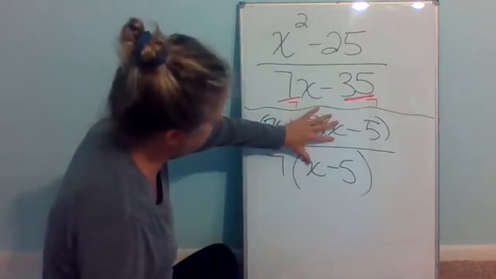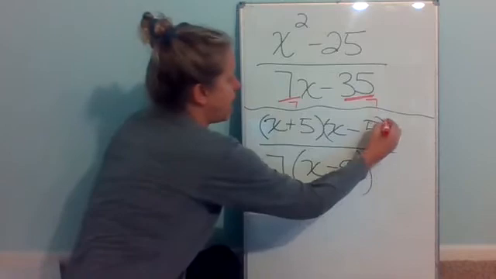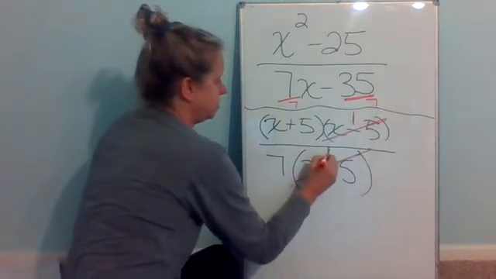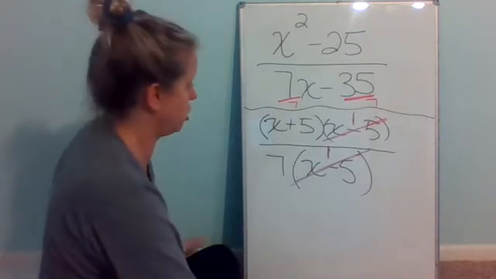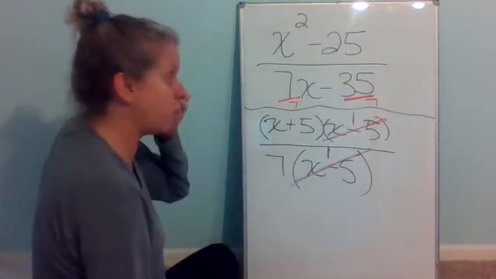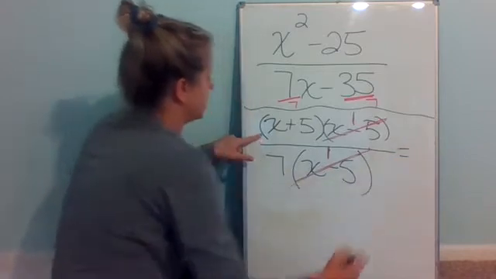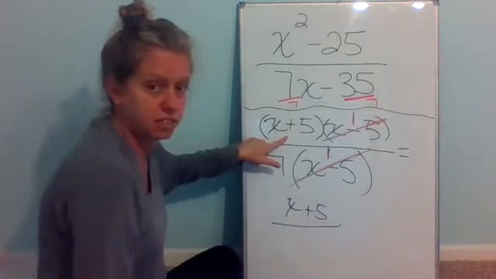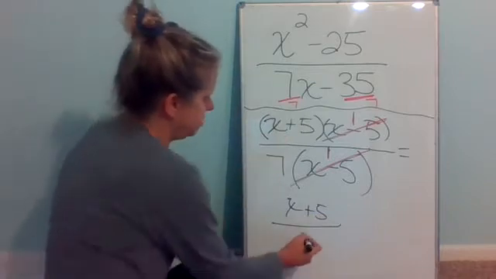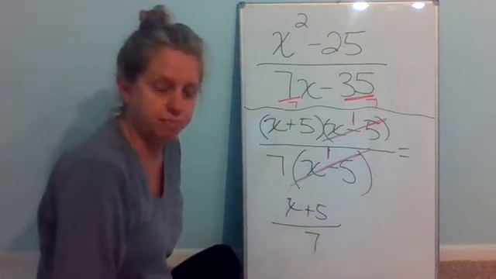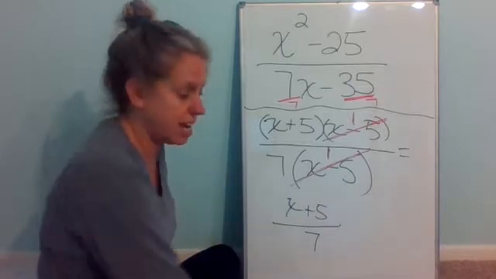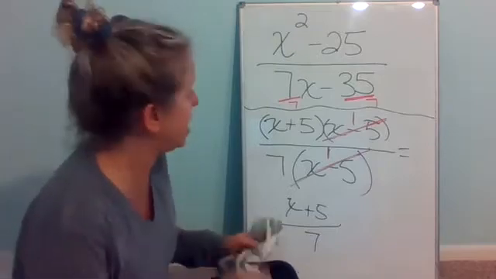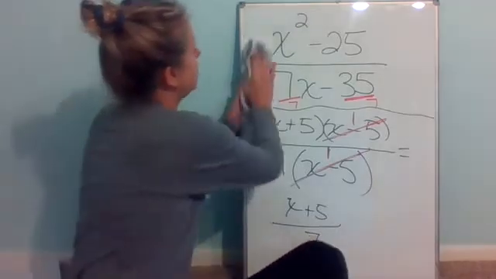So now I see that the top and the bottom do have this common factor that I can cancel or turn into ones. So let's see what is left in the top. All that's left in the top is the x plus 5. And what's left in the bottom? Just that 7. So let's keep those two kinds in mind when we're doing this multiplication and division.